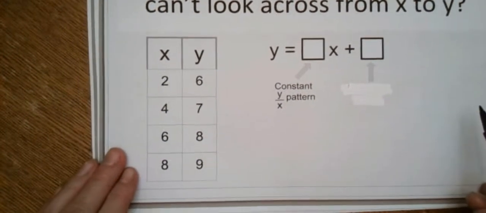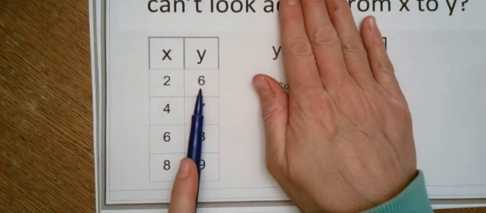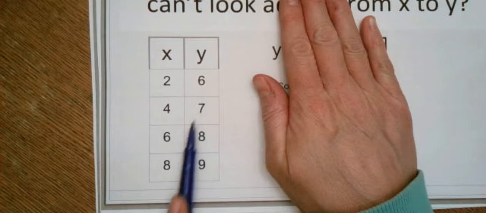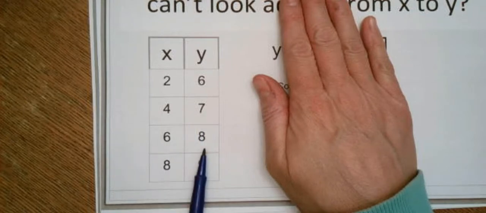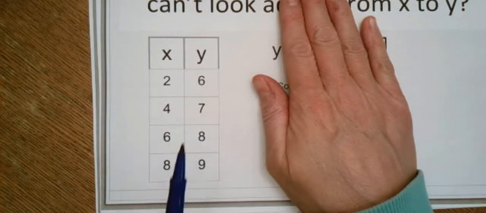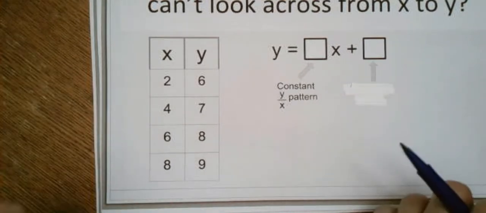So take a look at this table right here. It looks like you're multiplying by 3, but is that consistent? Is it multiplying by 3 anywhere else? No. Even if you look at this and think, am I adding 4? Nope, that's not consistent at all. Okay, so what it means is that it's a combination of multiplication and addition.